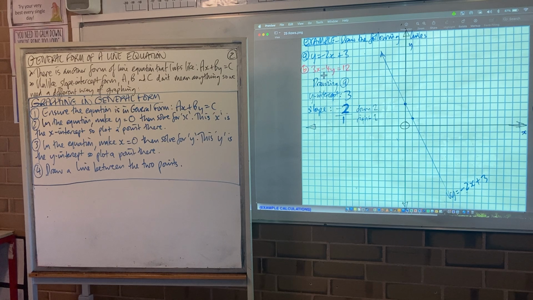3x take 4y is equal to 12. For it says use the note about the slope to step right, then up or down from your y-intercept and place a point.